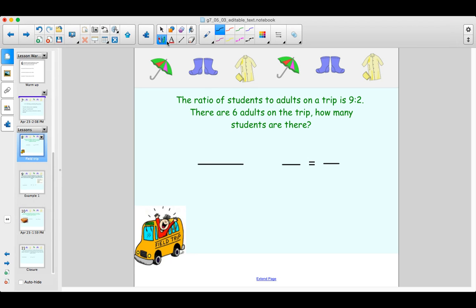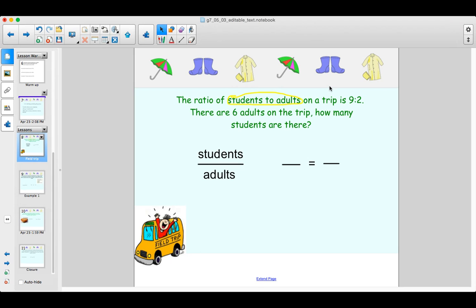So the first thing we're trying to see is what are the two things that we're talking about? And in this specific problem, we're talking about students to adults on the field trip. So that's what we're comparing. We're comparing students. I'm going to set that up on my top part, and adults. So here's my word fraction. That's going to help me decide what I'm putting on top and what I'm putting on the bottom.